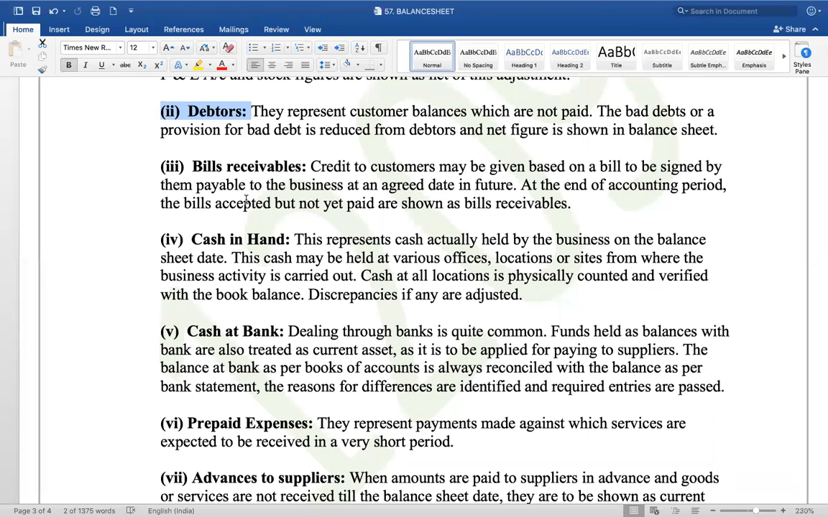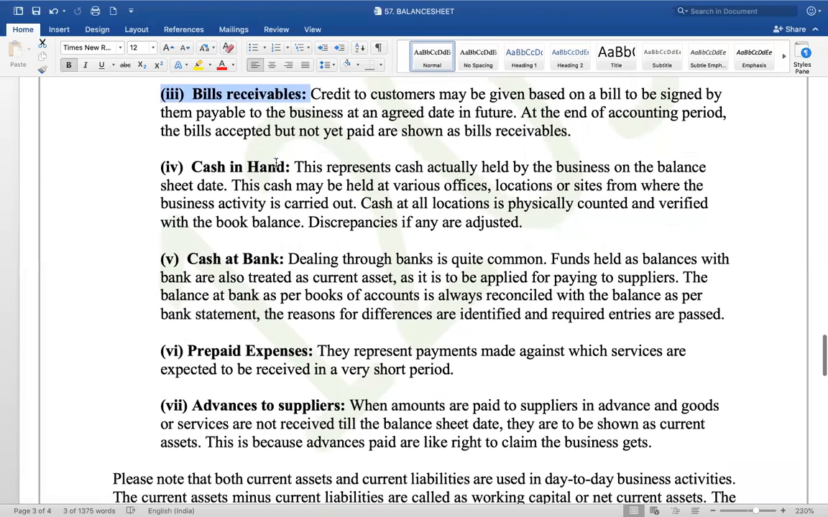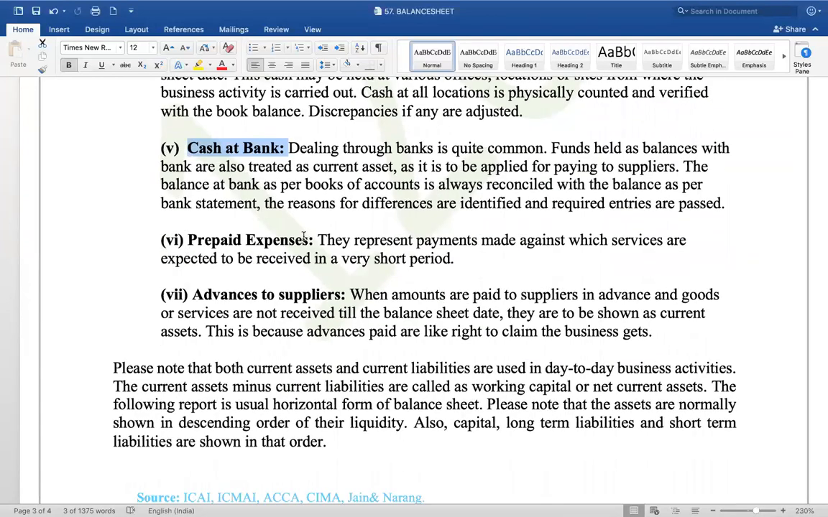This order can be according to your convenience, need not be in the same order which I'm presenting. Debtors are the customers to whom you're selling goods on credit. This is one of the types of current assets. If those debtors are provided with documentary evidence, that becomes bill of exchange or bills receivable. Then the cash that you have, and the cash in the bank, also is current asset.